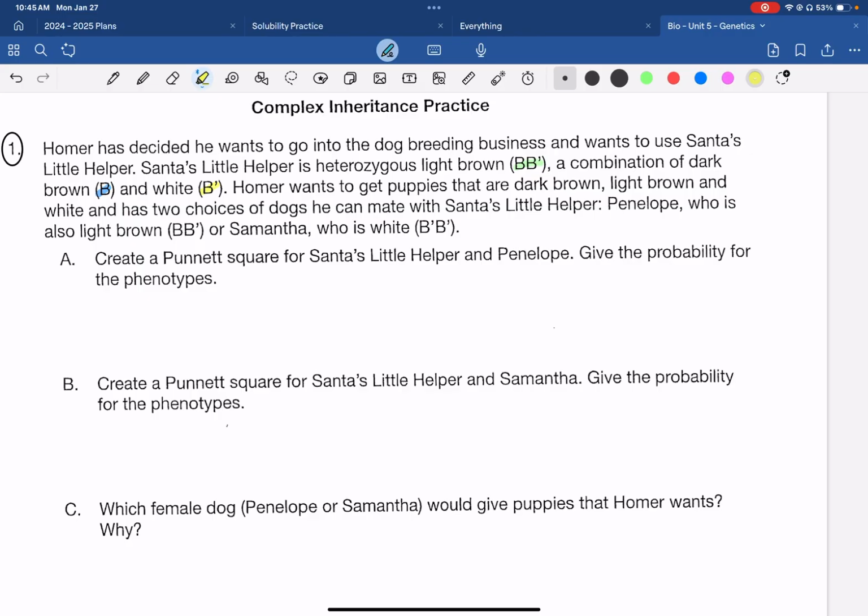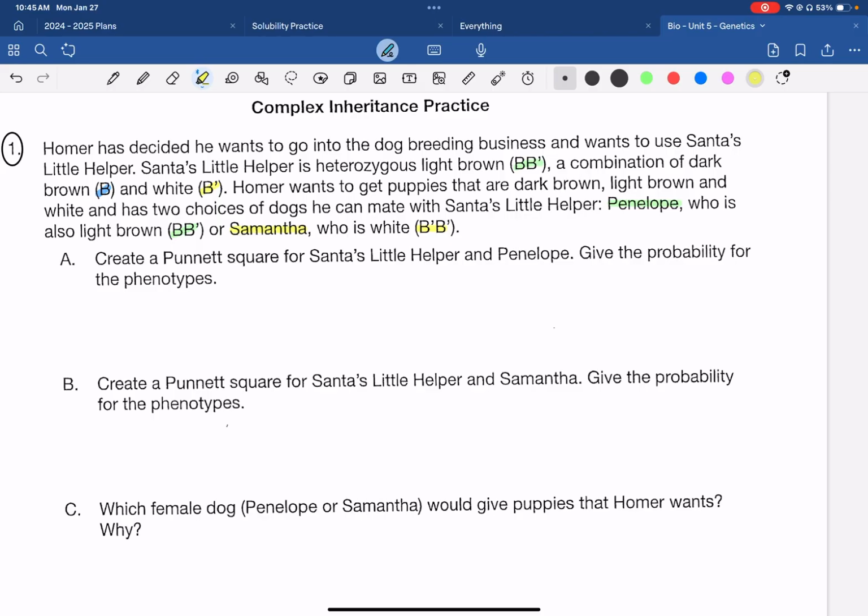Homer wants to get puppies that are dark brown, light brown, and white, and has two choices of dogs he can mate with Santa's Little Helper. Penelope, who is also light brown, notice her genotype is the heterozygous one. I'm going to highlight Penelope too with the same color. And then Samantha, who is white. She carries both B prime alleles, so she's homozygous for B prime.